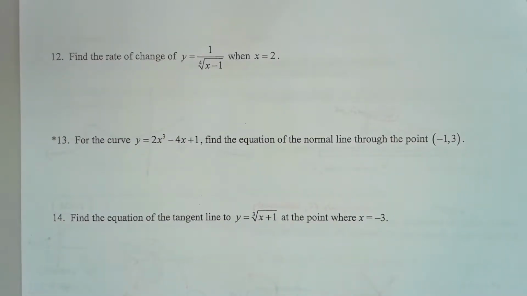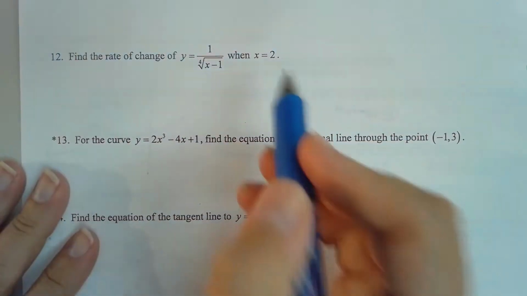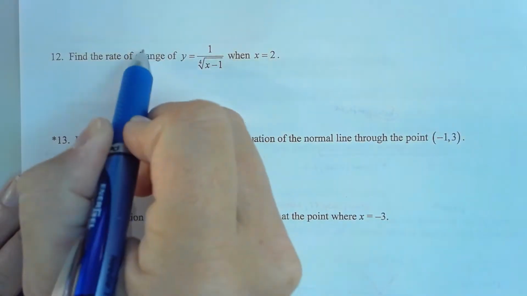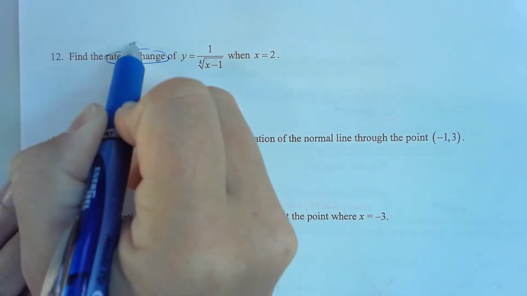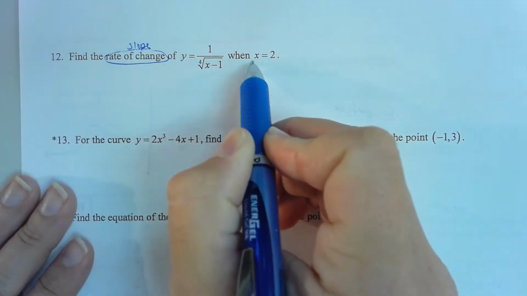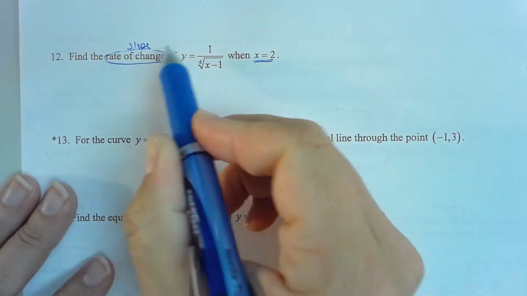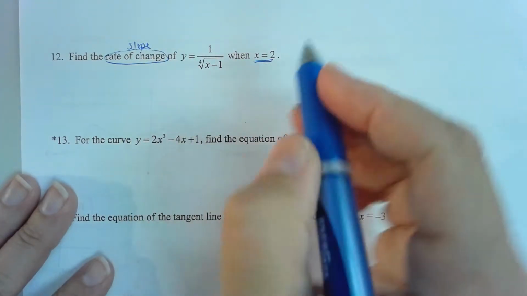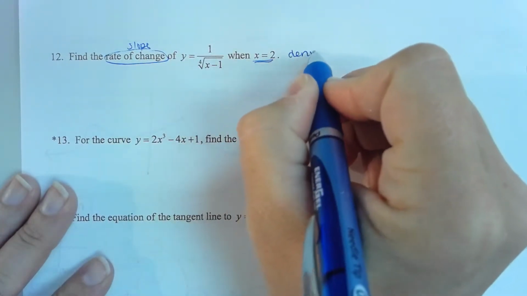Number 12 says find the rate of change of this function when x equals 2. So rate of change means slope. They gave us 1 point, so finding the slope at 1 point comes from the derivative.